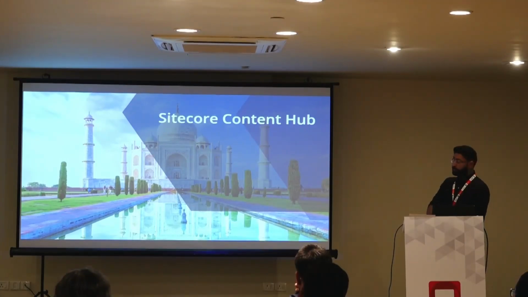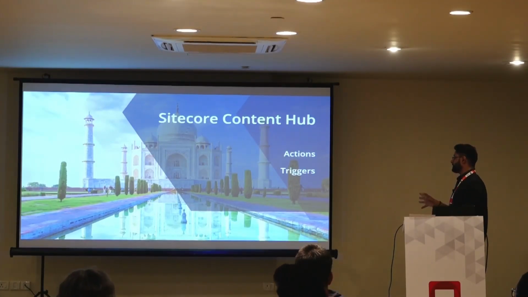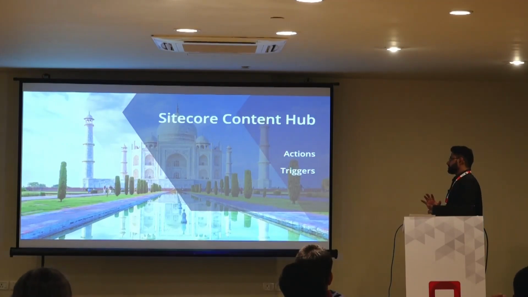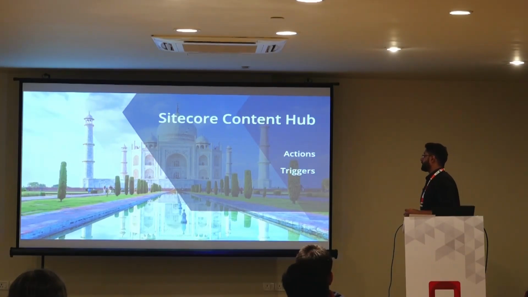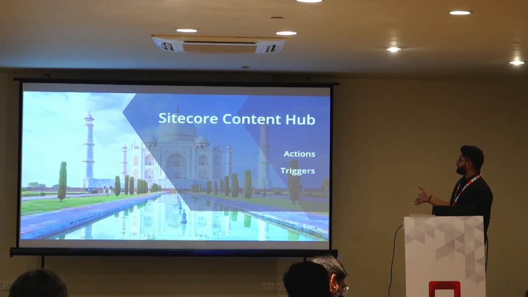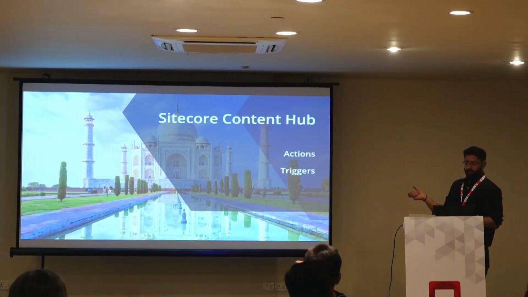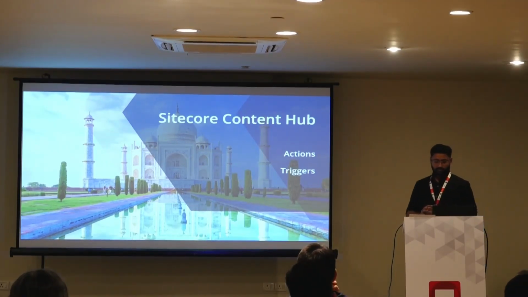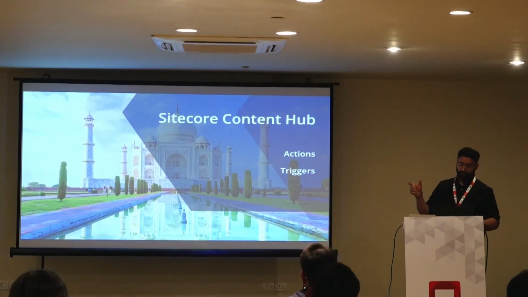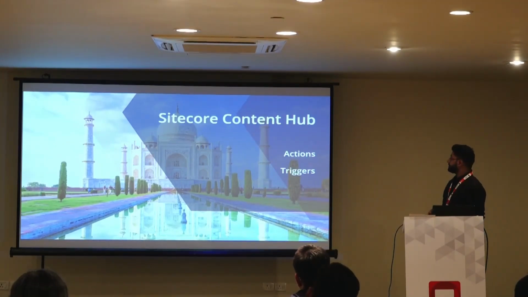And in Sitecore Content Hub, we'll be using these two things, actions and triggers. So we have triggers in Connect also, and we'll have triggers in the Content Hub also. From Content Hub, we'll create a trigger. That trigger will hit the Connect, and the Connect trigger will initiate the recipe.